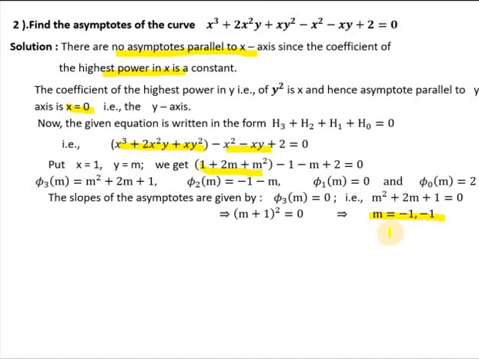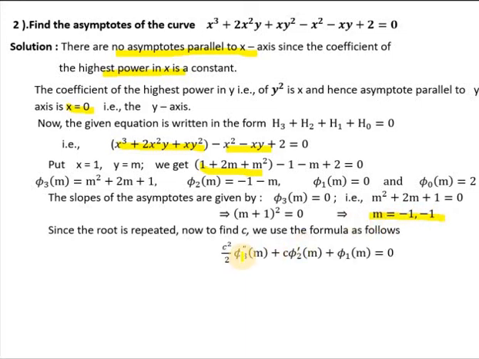In the previous problem, we had 3 distinct roots, so we found out c by using the formula. But here we have repeated roots. So we have to make use of the second formula, that is c square by 2 phi 3 double derivative of m plus c into phi 2 derivative of m plus phi 1 of m is equal to 0.